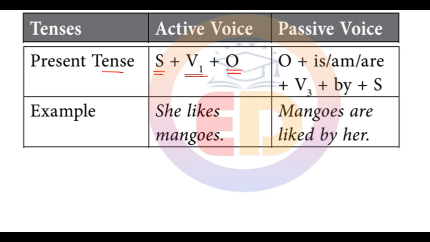And if you want to convert this into passive voice form, the object will come first, means it will become the subject, plus helping verb is, am, are based on the object, whether it is singular or plural. Then past participle or third form of verb followed by preposition by and our subject, which now becomes the object, at the end. Let us understand this through an example. She likes mangoes.